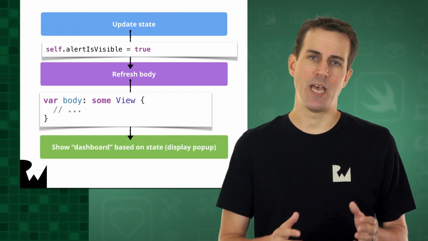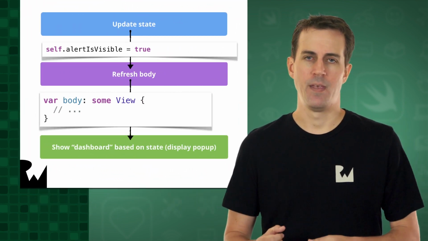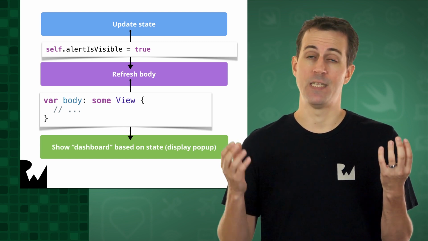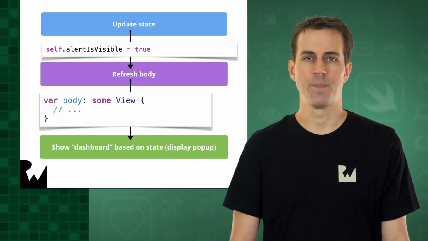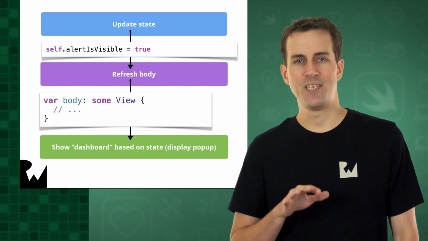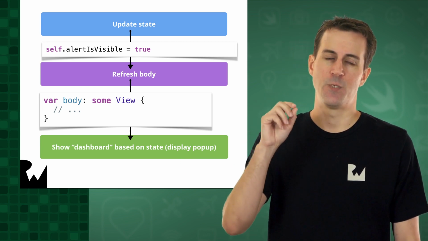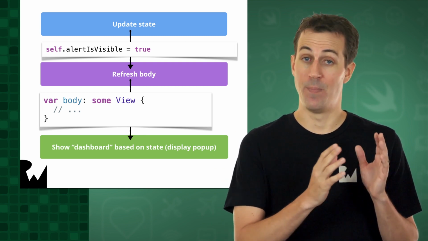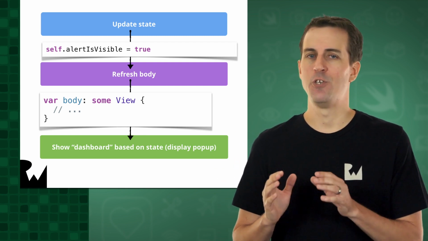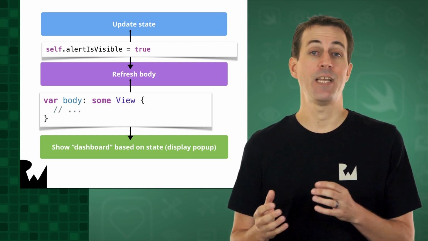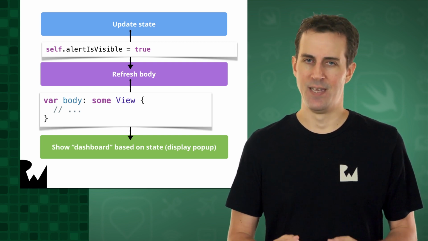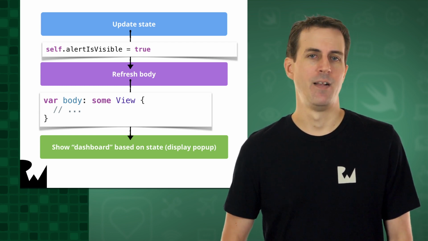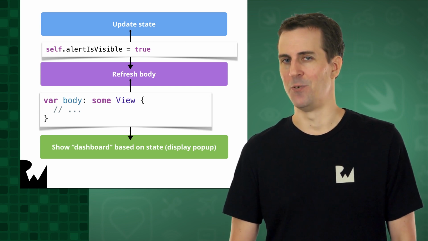But what happens when you set alertIsVisible to true? That is changing the app state. So it's important that the user interface is then updated to be consistent. Well, since you already marked that variable with the special keyword @State, iOS will automatically refresh the body. So now it's your job to make sure that body takes the app state into consideration and displays an alert pop-up if alertIsVisible is true. Let's take a look at how we can do this.